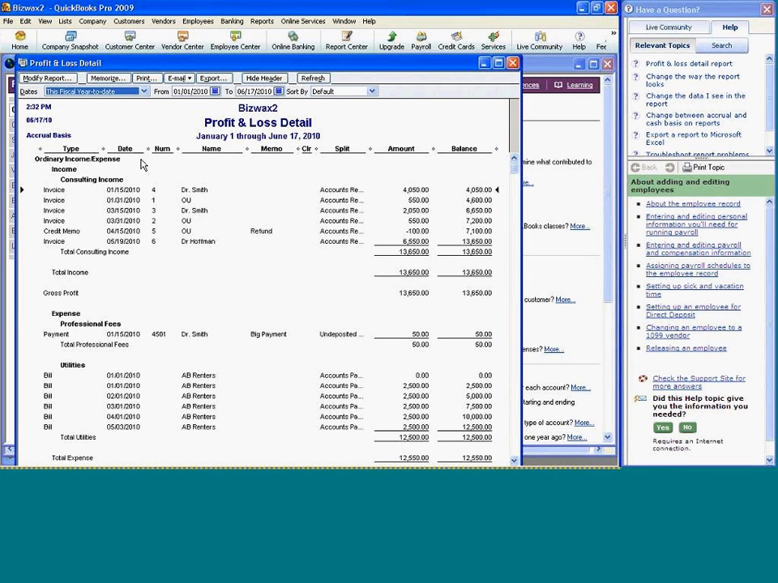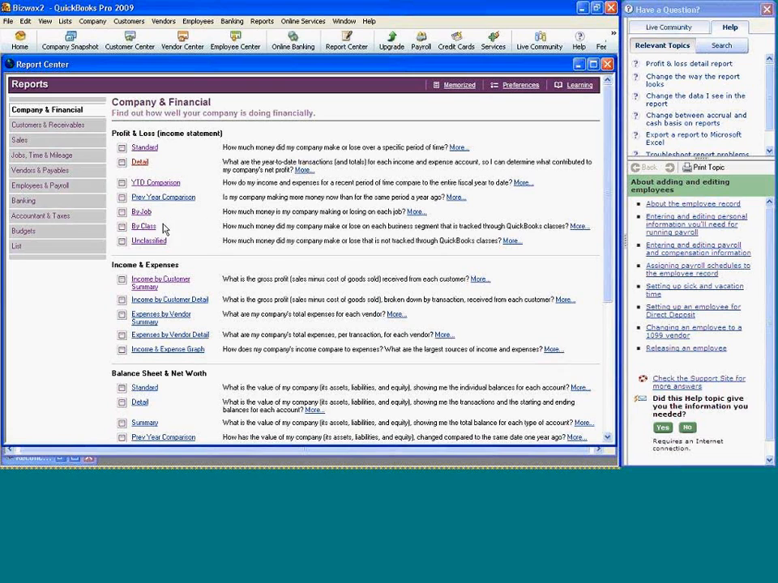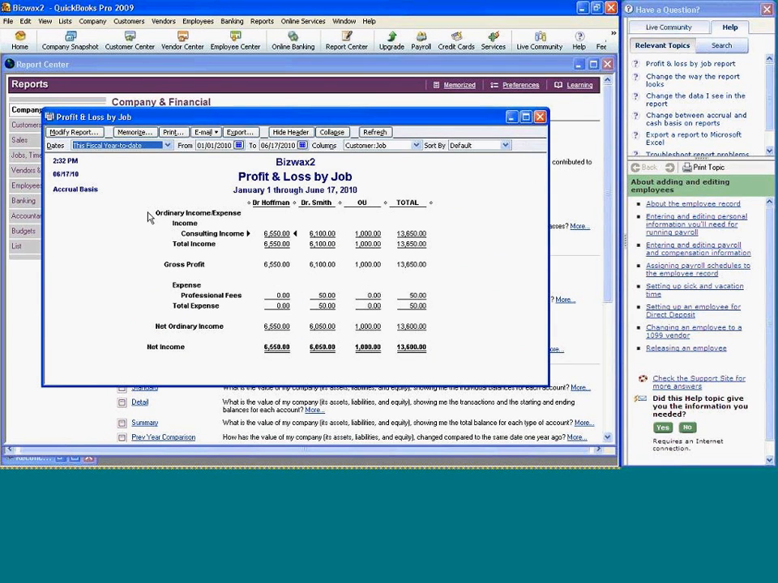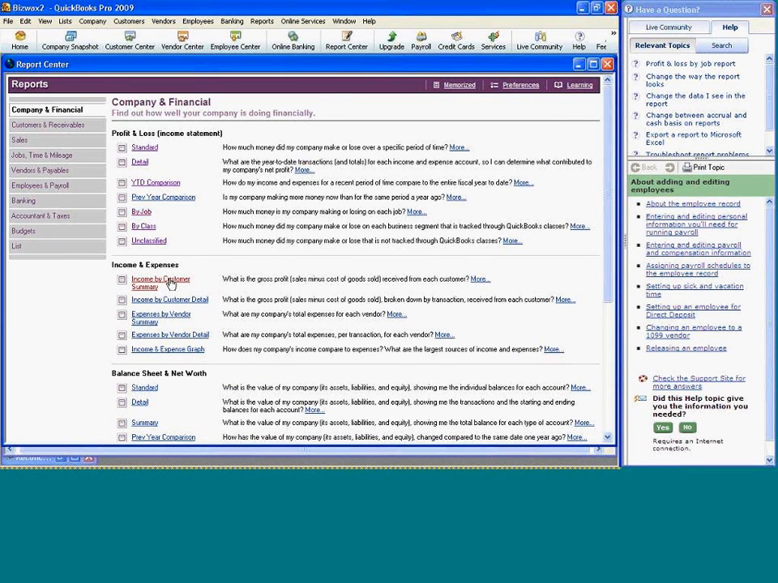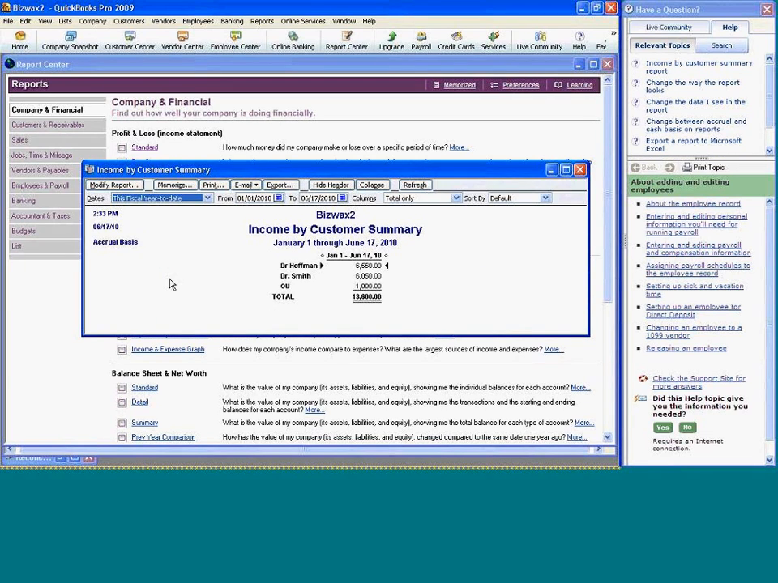So now we see that we have a different picture. We have an invoice that we have invoiced them, but we haven't collected yet. So now we see that we have larger income than before, because we have Dr. Hoffman's item there. We haven't yet collected it, but that's a different story. And now we have income by customer. Now we see Dr. Hoffman, Dr. Smith, OU.